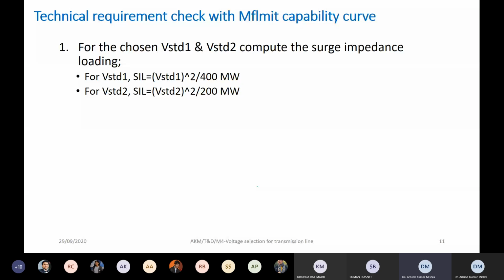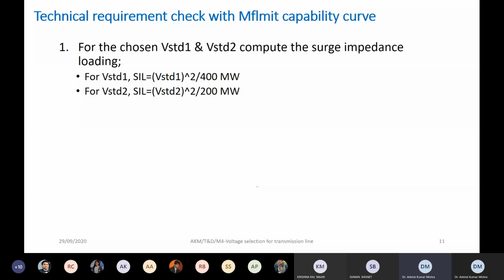For single circuit, the surge impedance is 400 ohm, and for double circuit it is 200 ohm. So this way you can calculate the surge impedance loading for any voltage level, for example 132 kV. If I ask you what is the surge impedance loading for 132 kV, simply you will do 132 kV squared. One very important thing: if you put in this expression the voltage in kV, line to line kV, it will give you the 3-phase megawatt power directly. So you need no unit conversion.